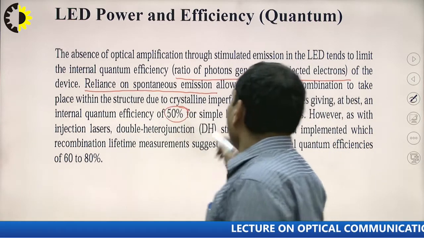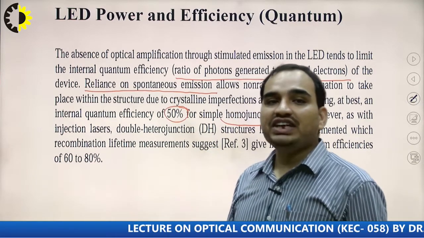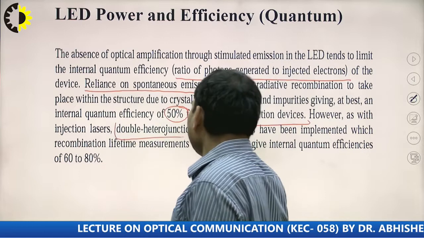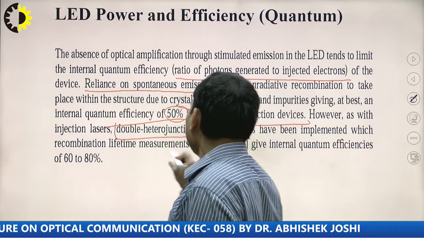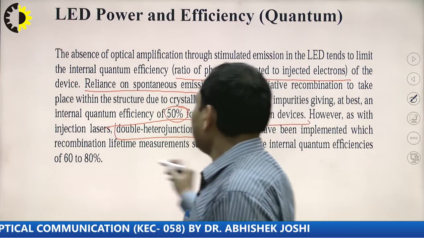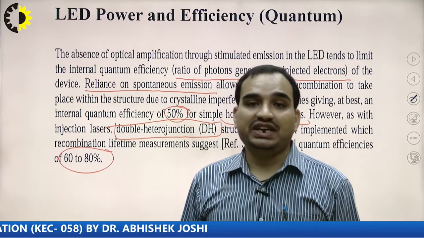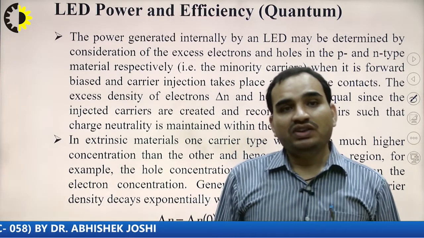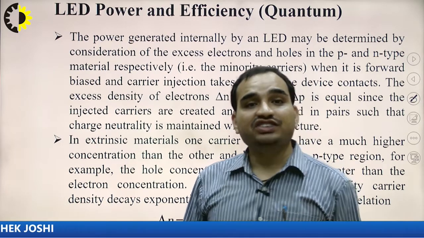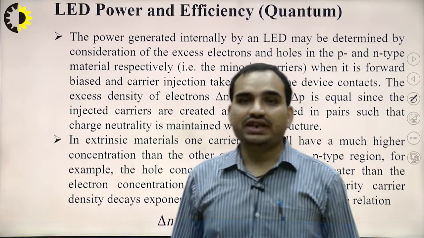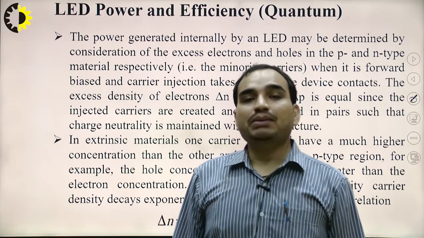due to crystalline imperfections and impurities, giving at best an internal quantum efficiency of 50% for simple homojunction devices. However, as with the injection laser, double heterojunction, that is DH, structures have been implemented, with recombination lifetime measurements suggesting a quantum efficiency of 60 to 80%. The power generated internally by the LED may be determined by considering the excess electrons and holes in the p and n material respectively, that is, the minority carriers.